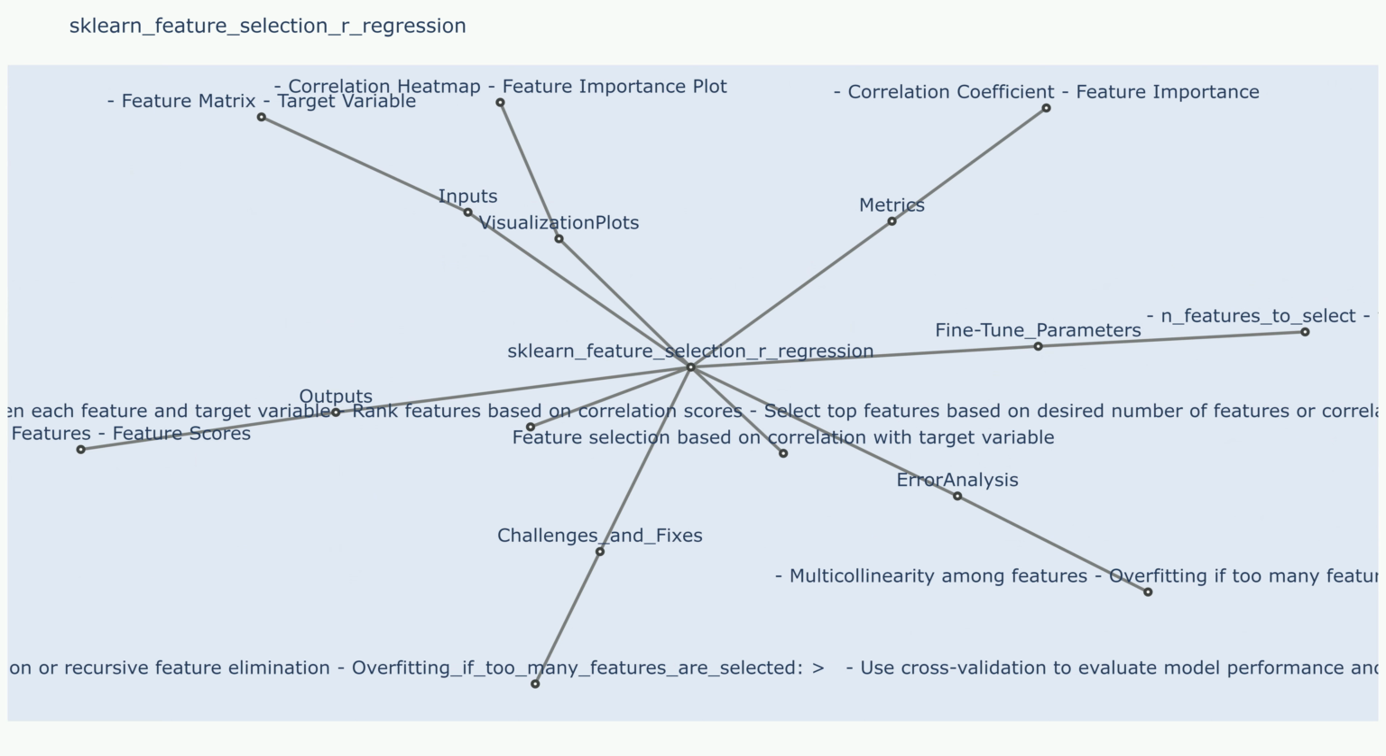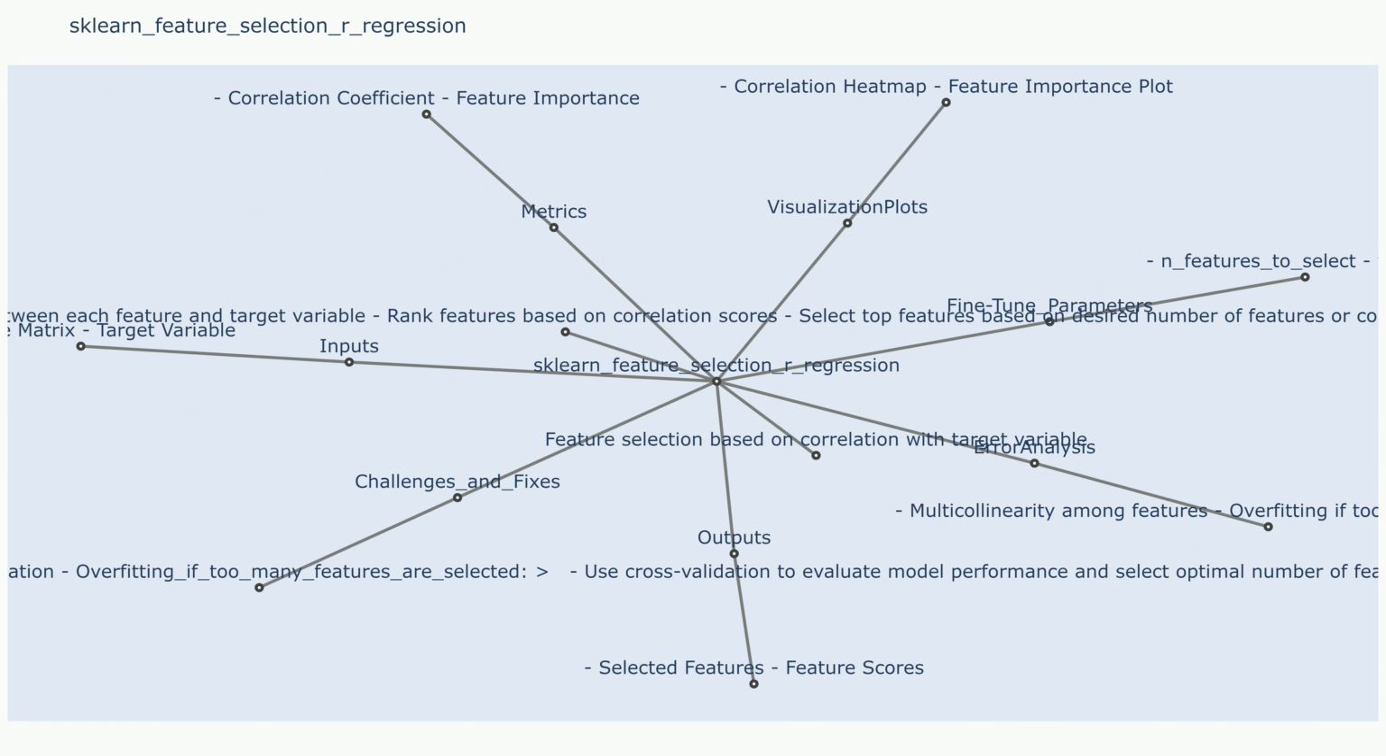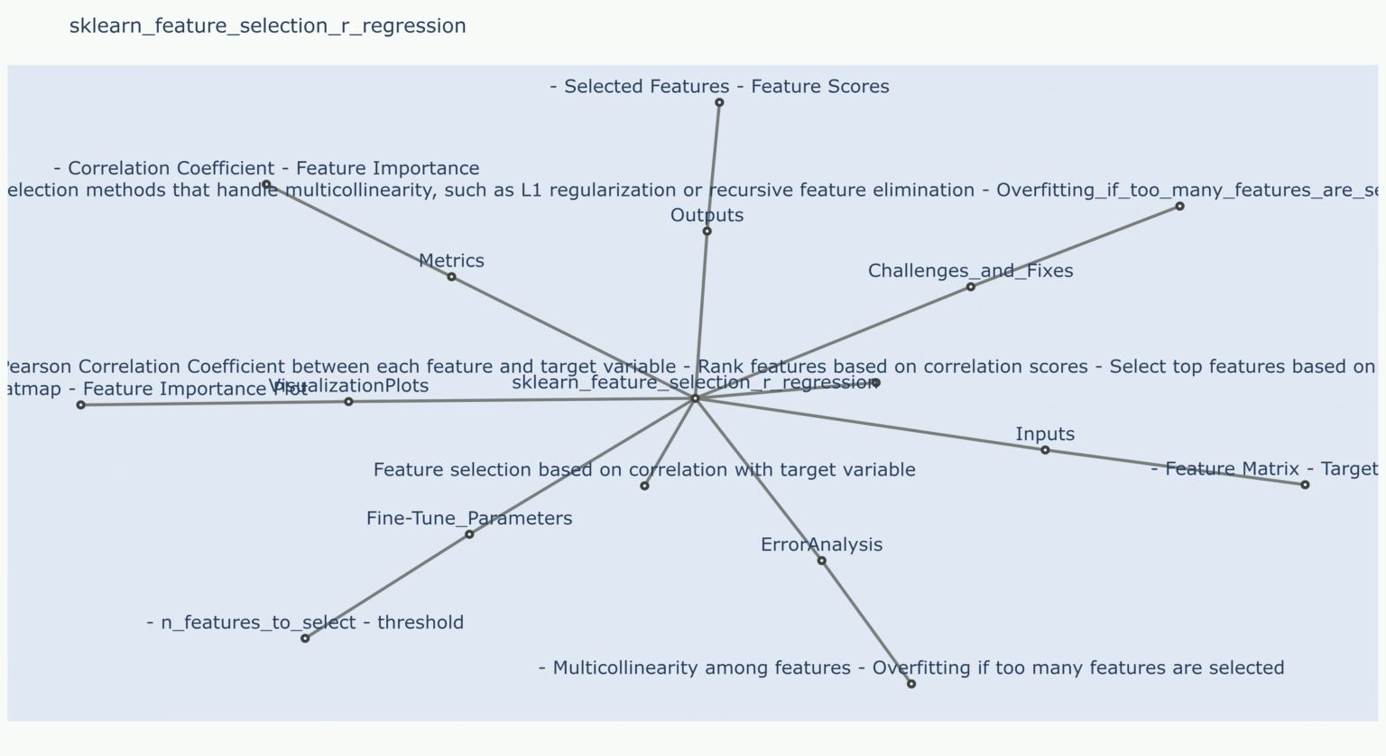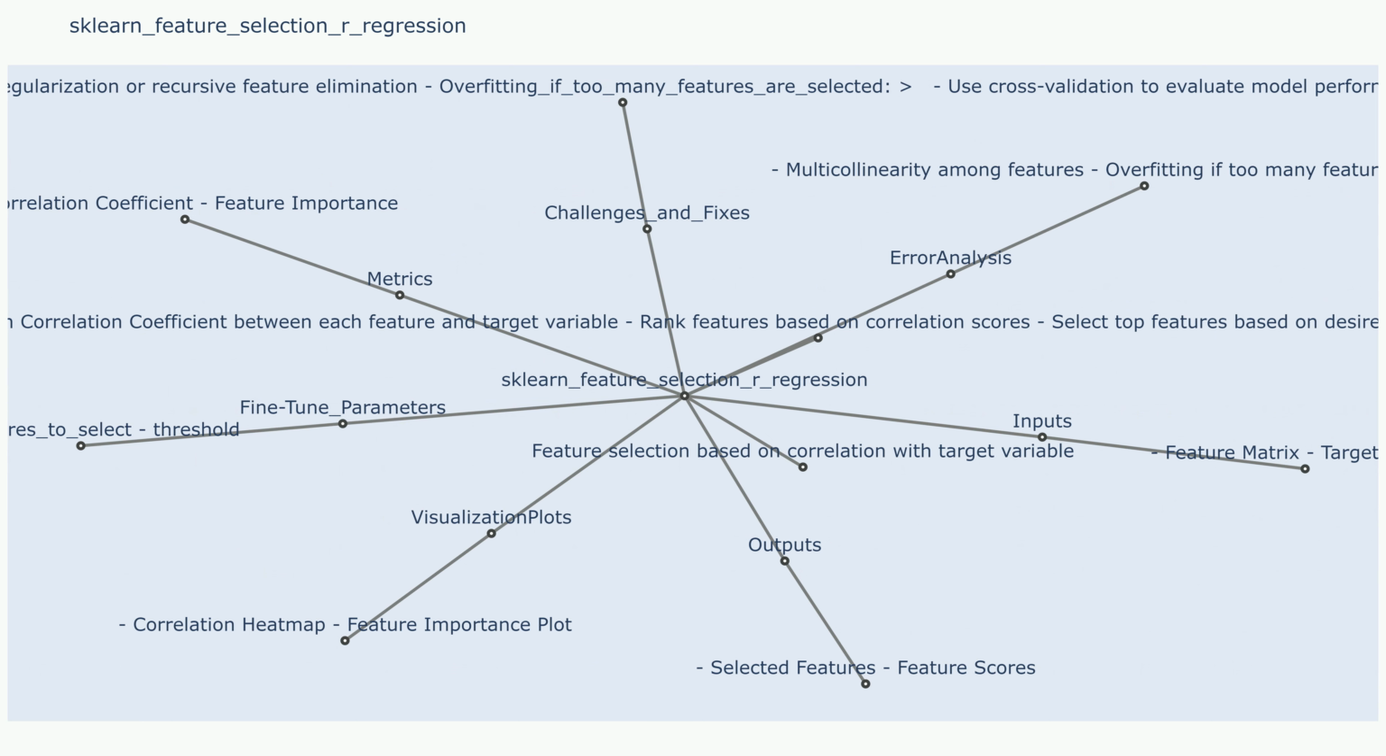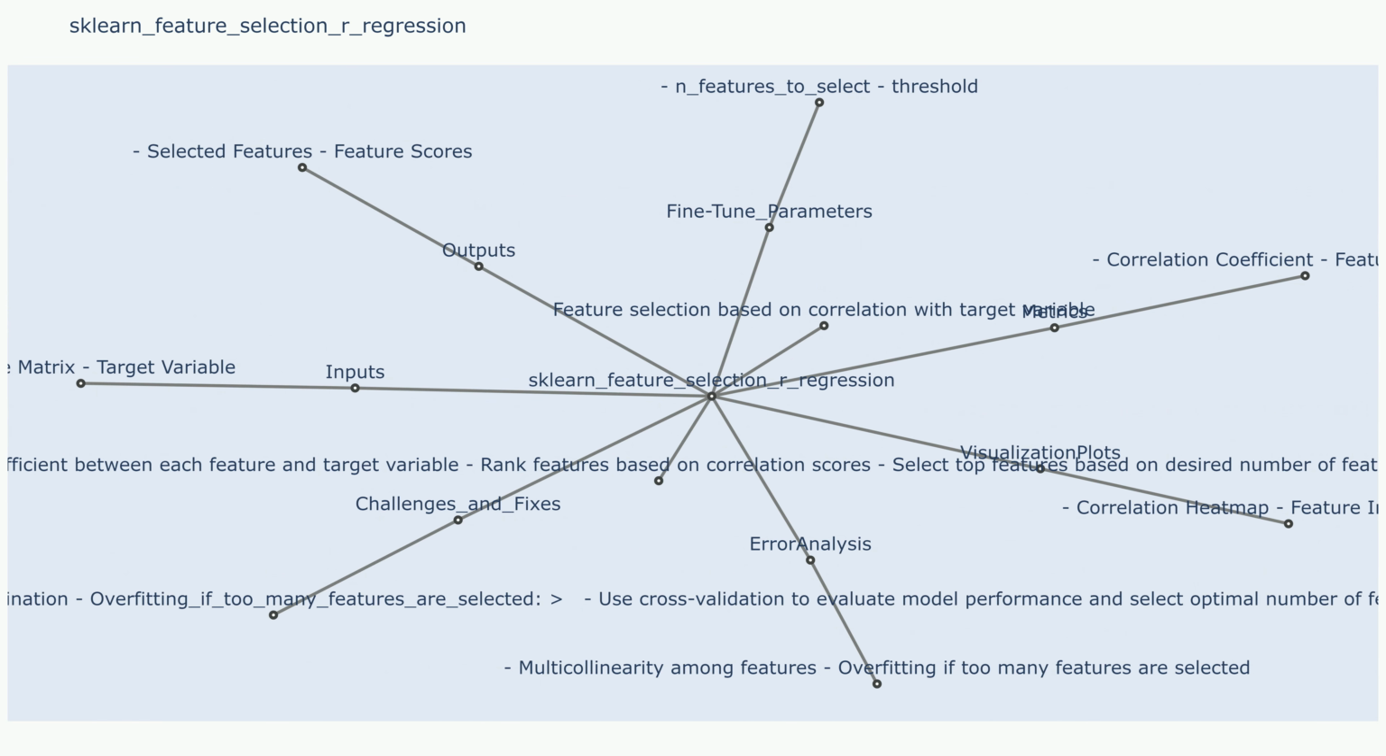Metrics: the correlation coefficient measures the strength of linear association between features and the target variable. The p-value indicates the statistical significance of the correlation. Visualization plots: a correlation heat map shows the pairwise correlation between all features and the target variable. A feature importance plot ranks features based on their correlation scores. Fine-tune parameters: None. Uncertainty methods: confidence intervals can be calculated for the correlation coefficients to estimate their uncertainty.